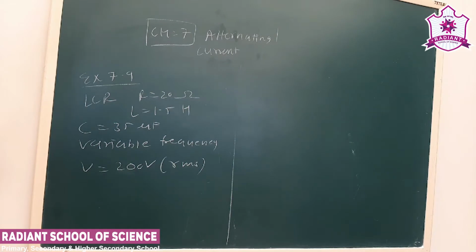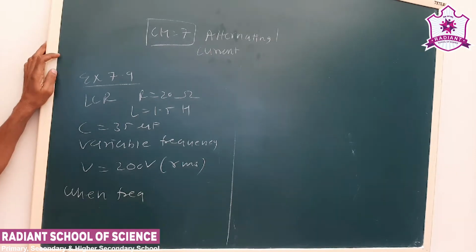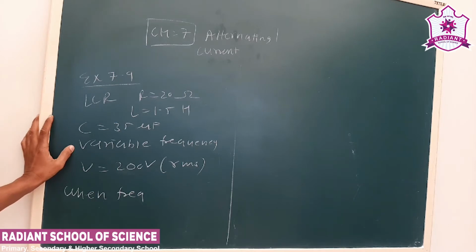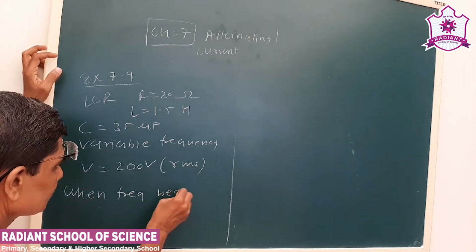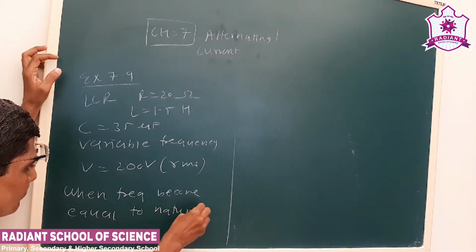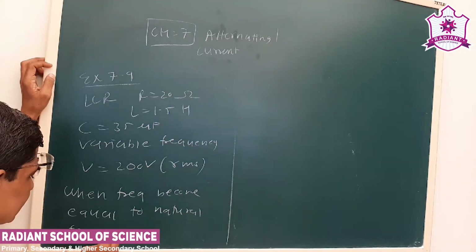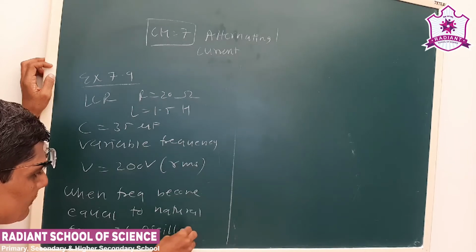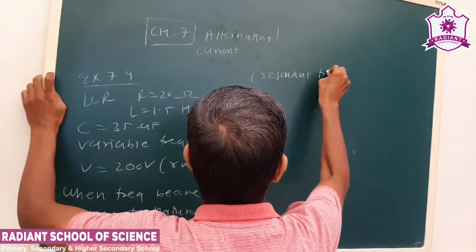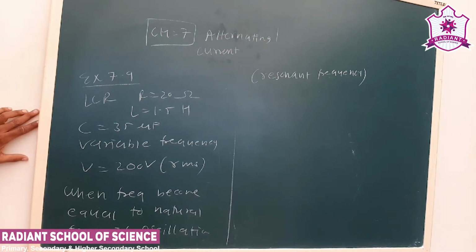Now the question says, when the frequency, see here is a source with variable frequency, the value of V will remain the same, the frequency will change. When the frequency becomes equal to the natural frequency of oscillation, that is nothing but the resonant frequency, what will be the average power?